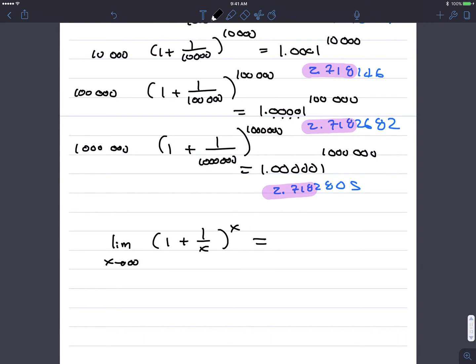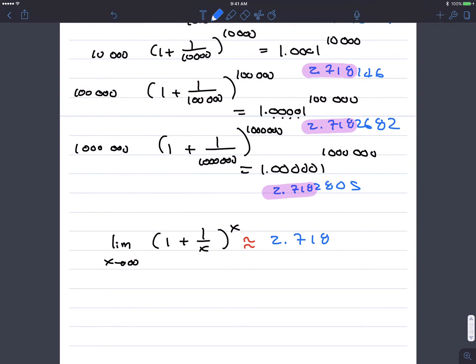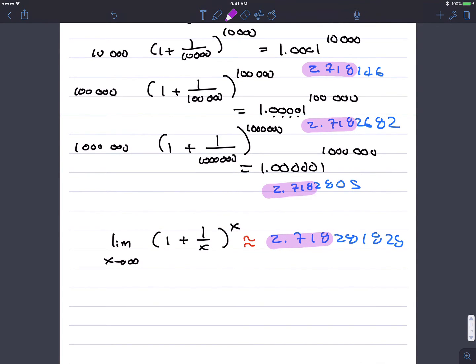You know what this comes out to be? It's approximately 2.718281828. Does this look a little familiar? See this 2.8 business? As you keep getting bigger, bigger, and bigger for your x value, you know what we actually call this number, by the way? This is so special. This is the number we know as e, the exponential number.